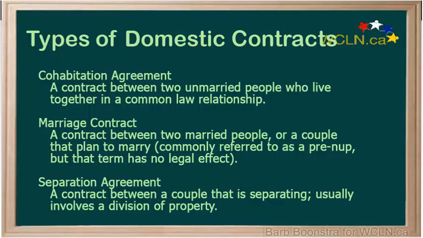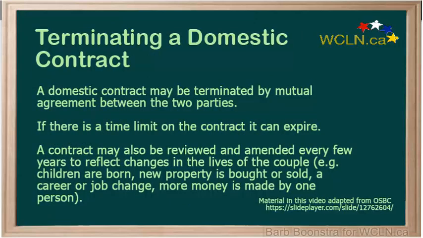A separation agreement, a contract between a couple that is separating, usually involves division of property. A domestic contract may be terminated by mutual agreement between the two parties. If there is a time limit on the contract, it can expire. A contract may also be reviewed and amended every few years to reflect changes in the lives of the couple. For example, children are born, new property is bought or sold, a career or job change, more money is being made by one person.